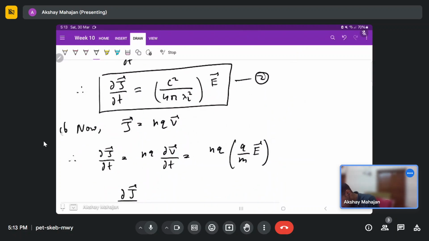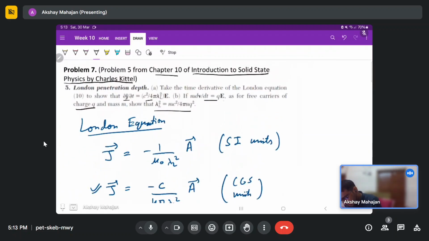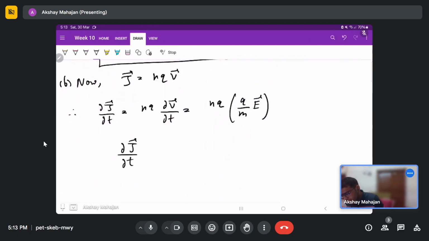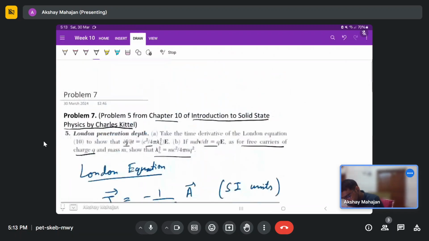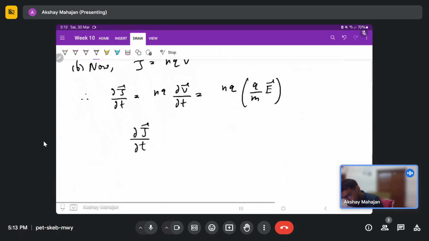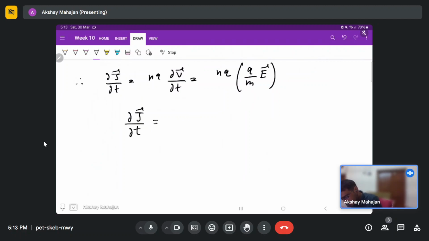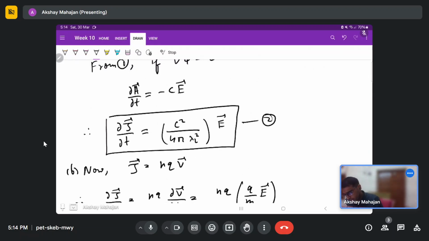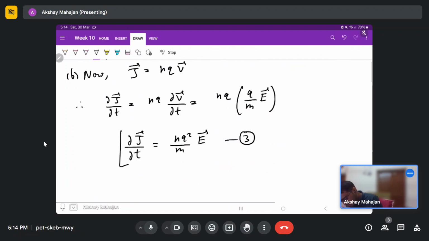Now for part B, we are using J vector for the free carriers as given in this part B. We have to consider free carriers, so we can write J vector as nq times V vector, and then if I take the derivative and use dv vector by dt equals q times E vector, we get this. So del J vector by del T will come as nq square by m times E vector. This is our equation number 3. So from now, comparing 2 and 3, equation 2 is what we had proved for part A, and this is our equation number 3.